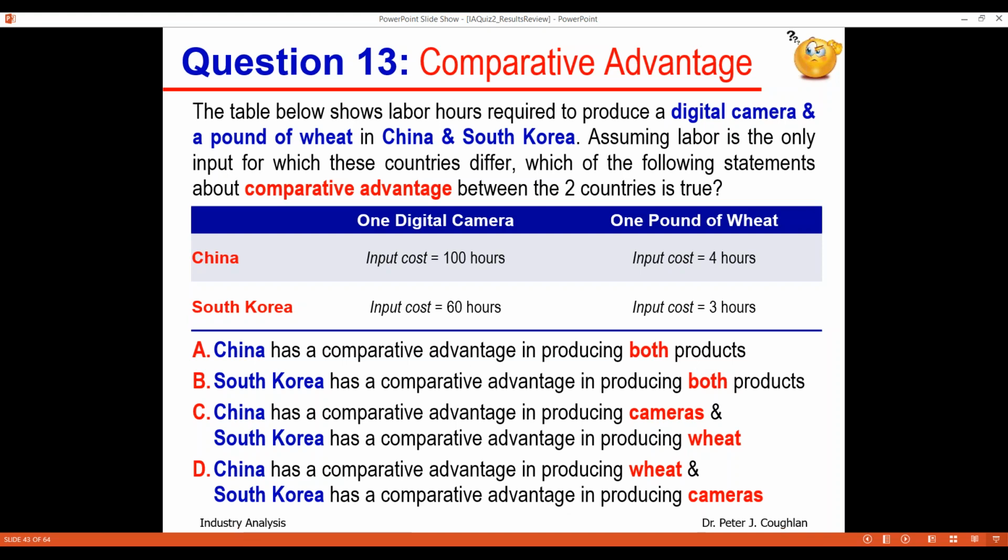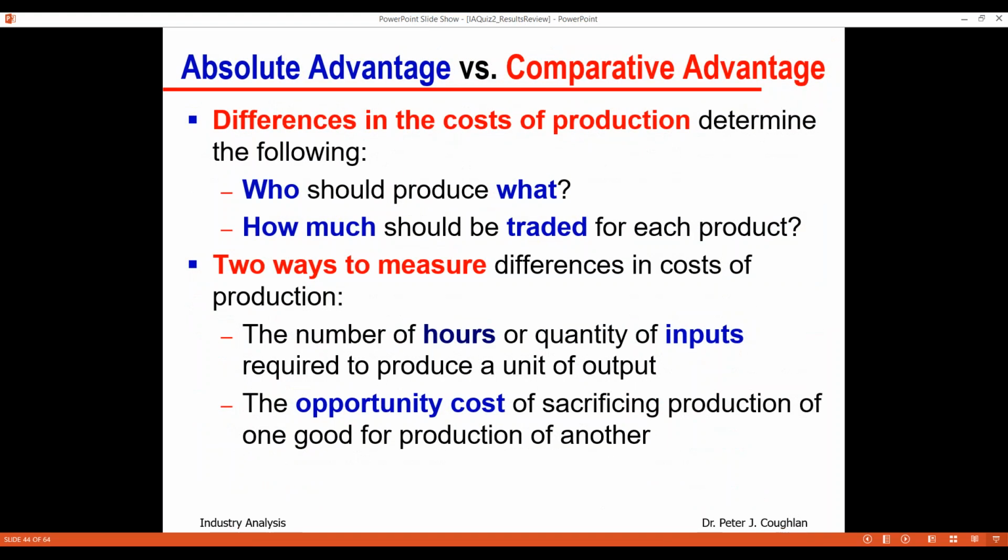Well, let's step back. This was a challenging question, so I'm going to go back to some slides talking about this notion of comparative advantage. It's important to understand. So when we think about comparative advantage, we've got to think about two different notions of costs, right? Differences in the cost of production determine who should produce what, and how much should be traded for each product. But there are two ways to measure the differences in cost of production: the number of hours or quantity of inputs required to produce a unit of output, or the opportunity cost, the sacrificing production of one good for production of another.